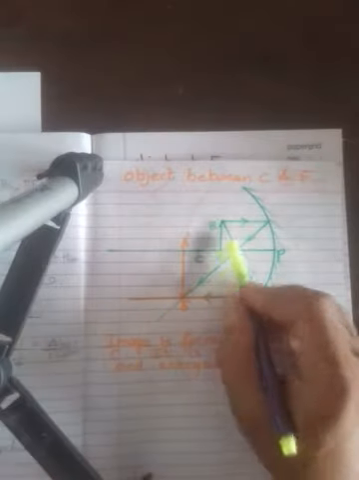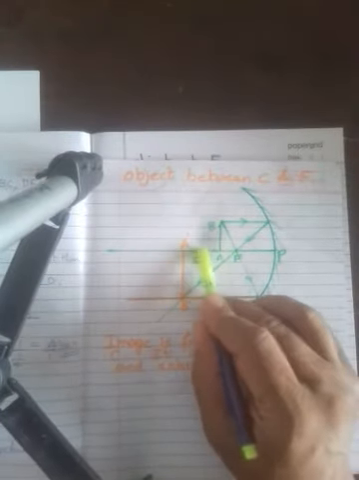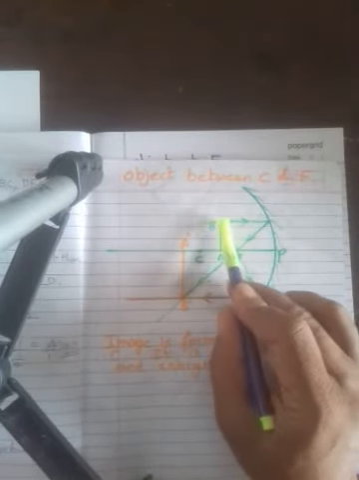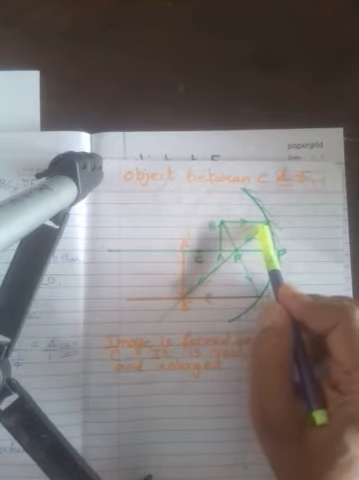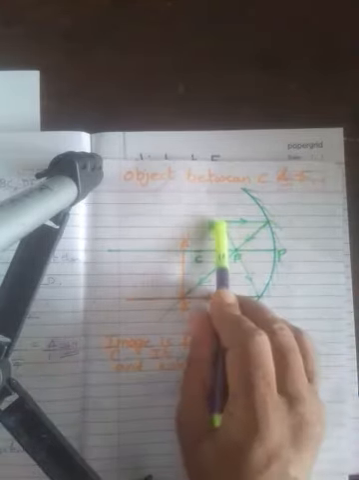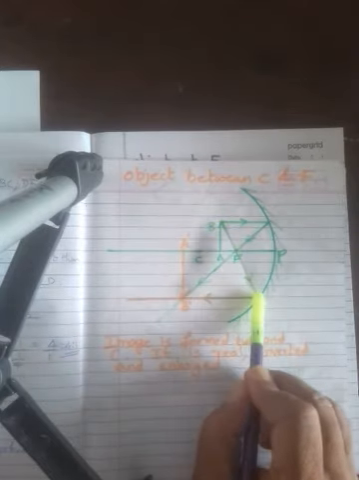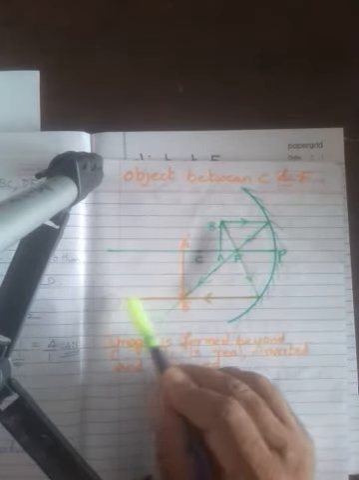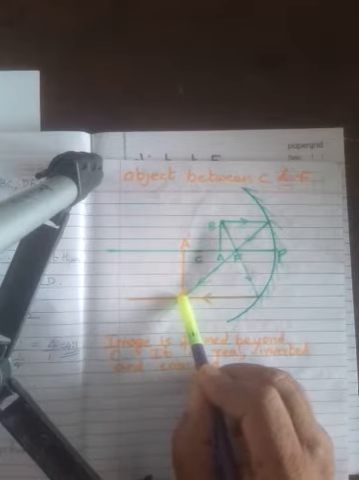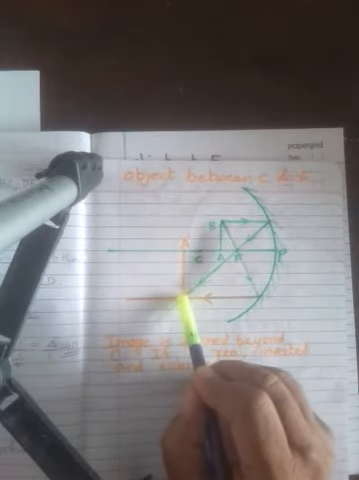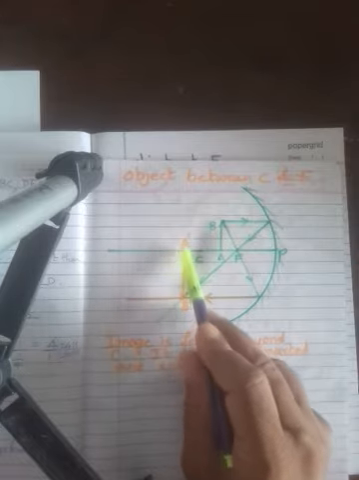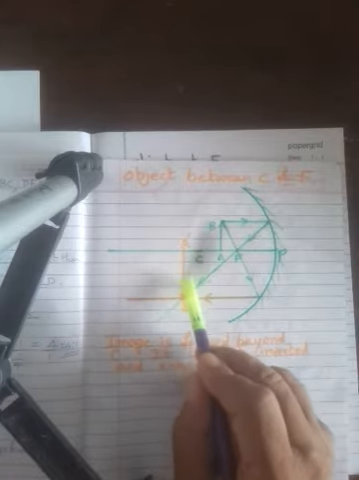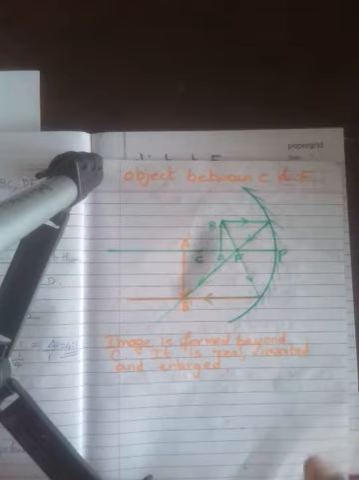Then we saw when the object is placed between C and F, one ray parallel to the principal axis reflects passing through the focus. Another ray passing through the focus gets reflected parallel to the principal axis. Both these rays intersect here. You can see the image is formed beyond C. It is enlarged, real, inverted, formed beyond C.